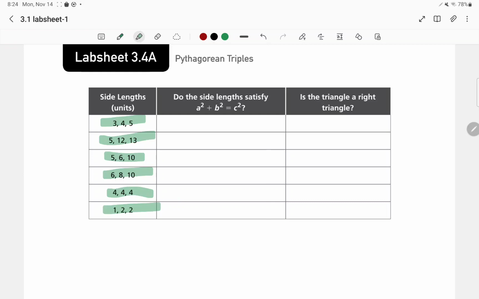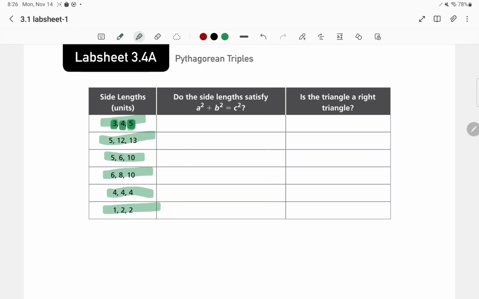Using string, straws, or poly strips to build triangles with the given side lengths, complete the second and third columns of the table. You can use pieces of spaghetti. That's probably the easiest one. Let's say each piece is about 1 inch in length. You could have 3 of those for one base, 4 for another base, and then 5 for the hypotenuse. Remember, the hypotenuse is always the longest side, so that's how I know that 5 has to be the hypotenuse, and see if that works. Do that for each of these.